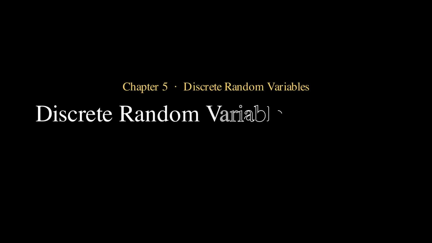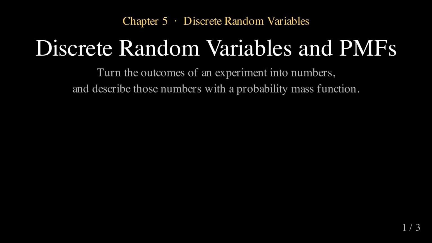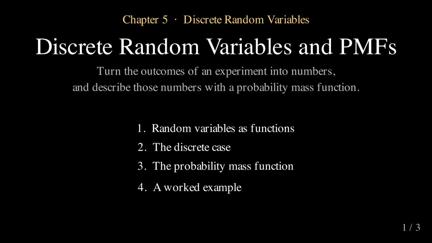Last chapter we studied independence, when learning one event tells you nothing about another. Now the whole subject takes a turn. So far, outcomes have been abstract things, a face of a die, a point in a sample space. In this chapter we attach a number to every outcome, and that single move unlocks sums, averages, and limits.